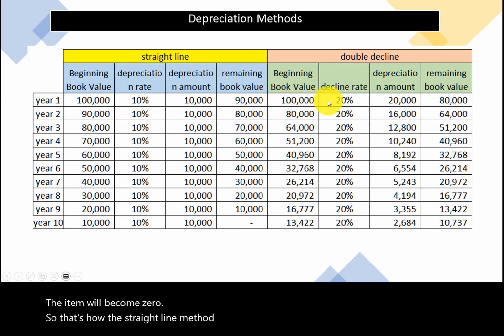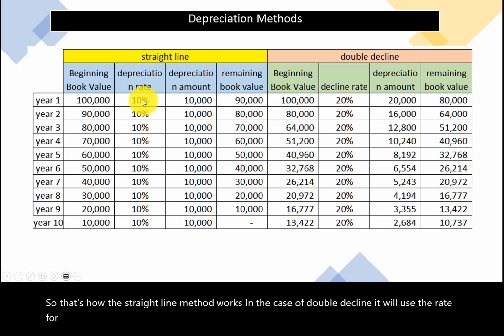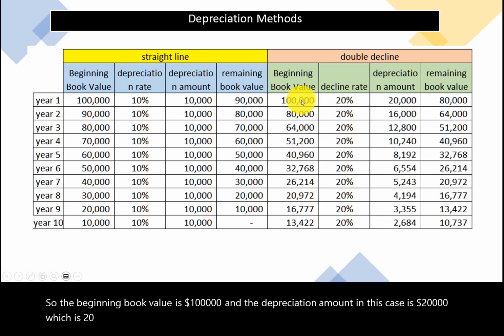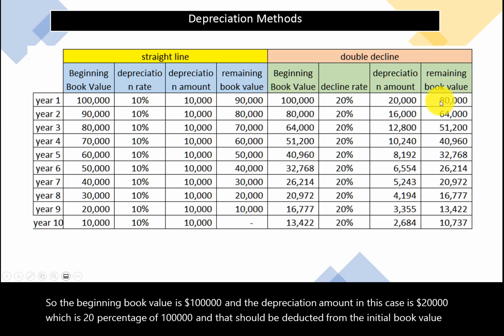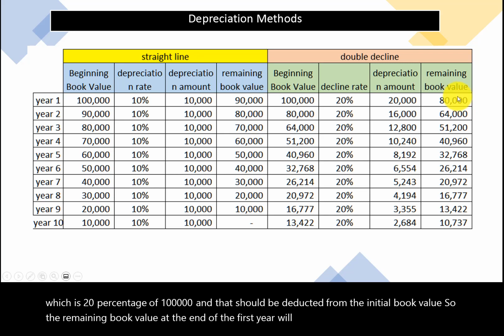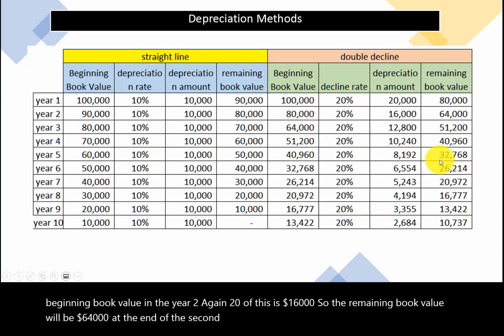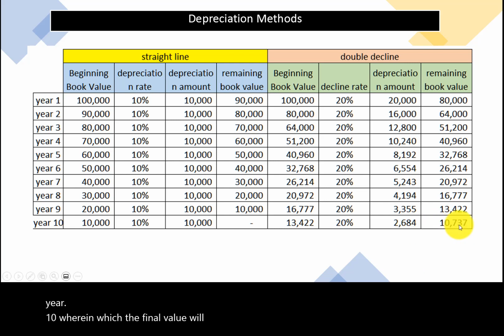In the case of double declining, it will use the rate. For example, if we used 10% here, we will use 20%, which is double the rate. So the beginning book value is $100,000, and the depreciation amount in this case is $20,000, which is 20% of 100,000, and that should be deducted from the initial book value. So the remaining book value at the end of the first year will become $80,000. This will be the beginning book value in year 2. Again, 20% of this is $16,000. So the remaining book value will be $64,000 at the end of the second year. This pattern will continue until year 10, at which the final value will become equal to $10,000 or something.